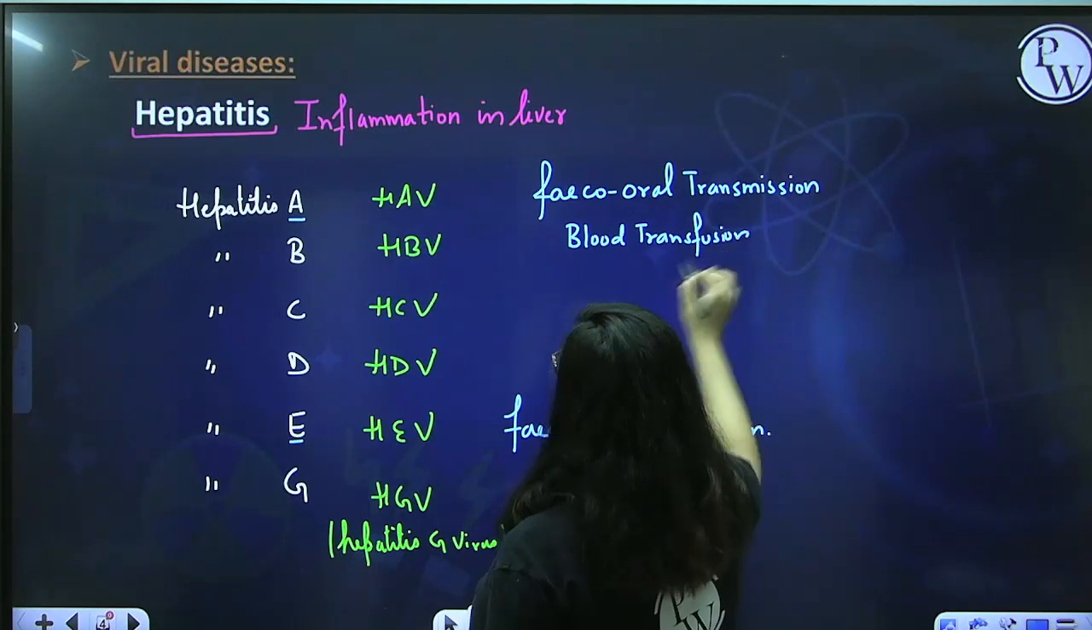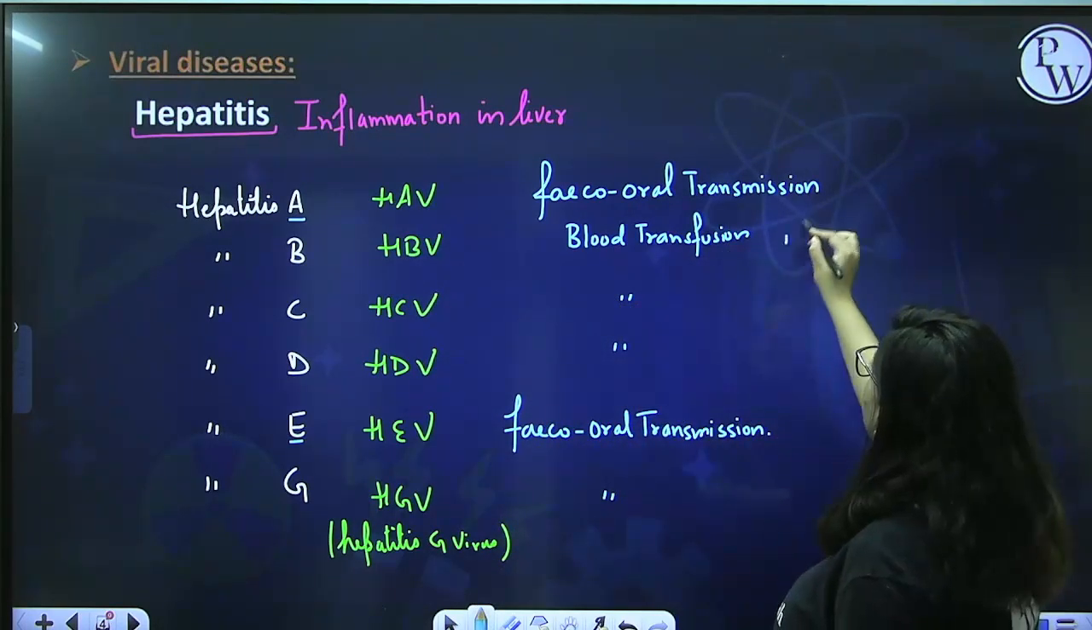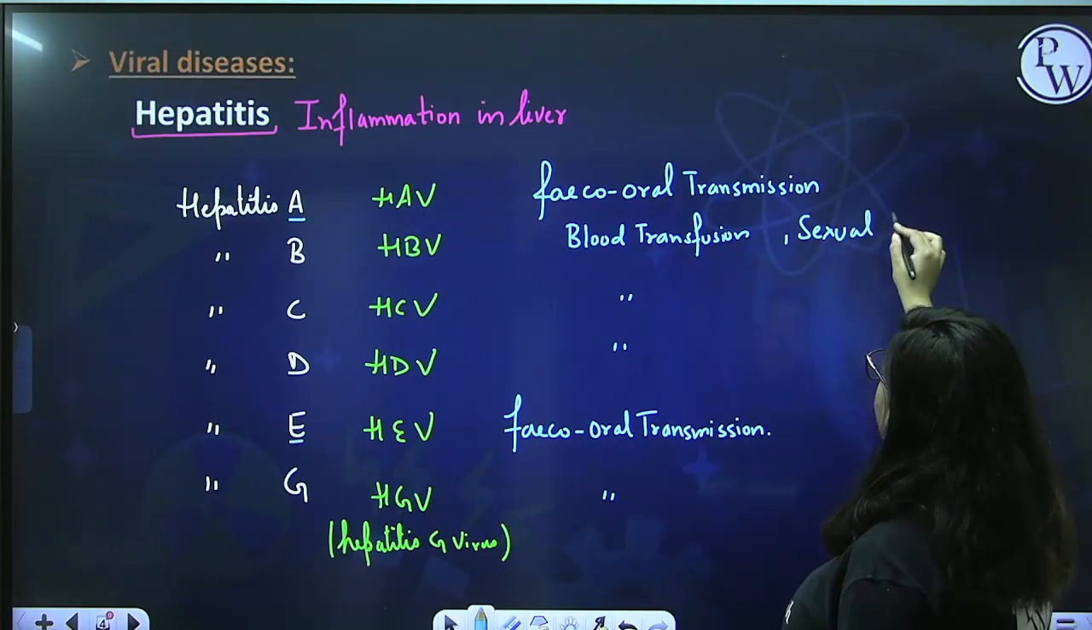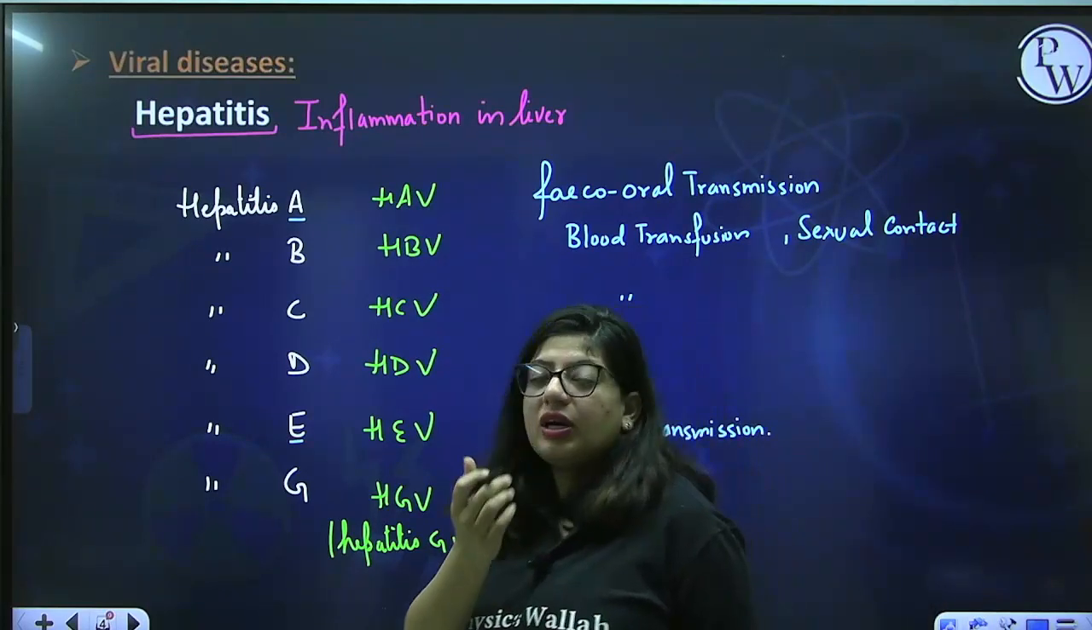They spread through blood transfusion. Out of all of this, only hepatitis B can spread through sexual contact. I hope you understand what blood transfusion is. That means through passage of blood.